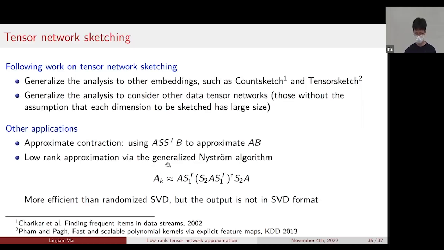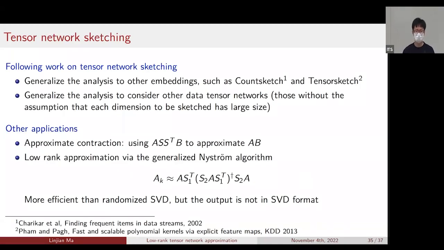And also low rank approximation, if we don't want to use a randomized SVD, we can use a method called the generalized Nystrom algorithm. Basically, we insert some embeddings in the middle. So we apply sketching on both the left and right hand side of this data A, and then apply the embedding. So this already gives us a low rank structure of this matrix. Nystrom is more efficient than randomized SVD, but it doesn't give us an SVD format, so it doesn't give us the singular vectors. For some cases, this can also be used. We can also apply our tensor network sketching technique to this problem.